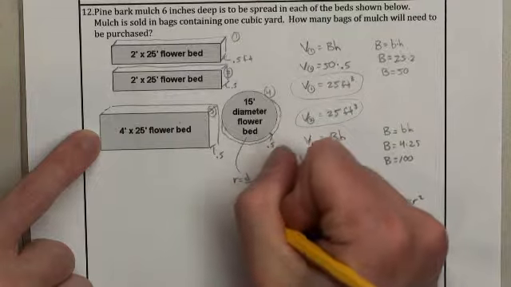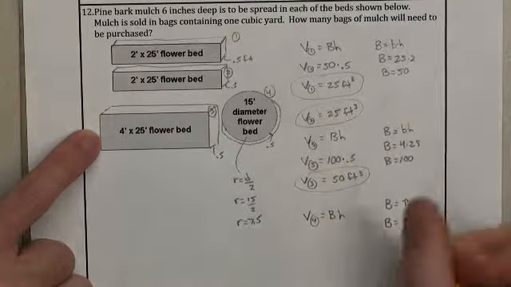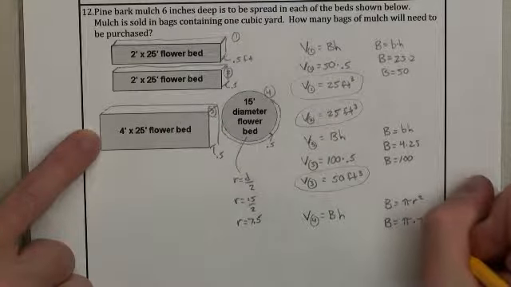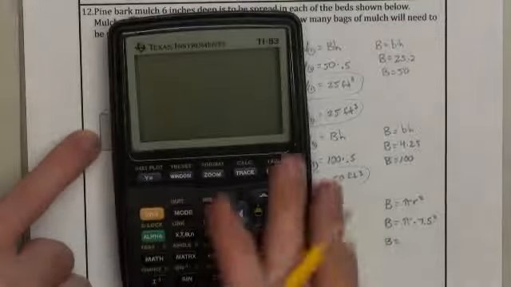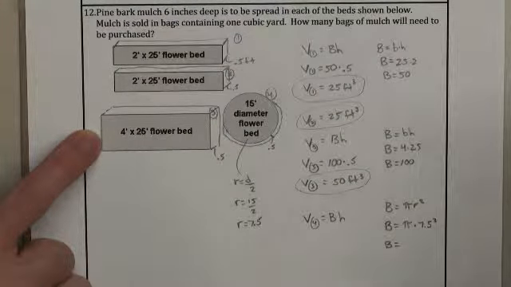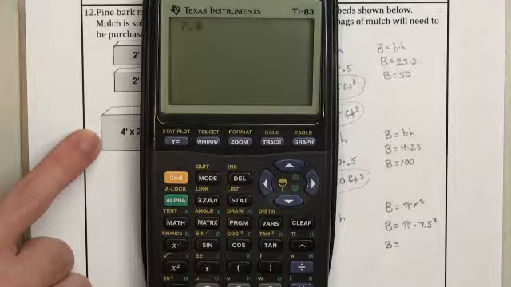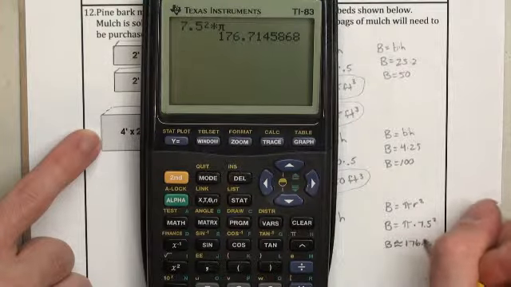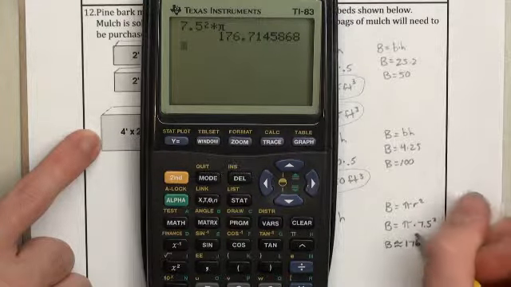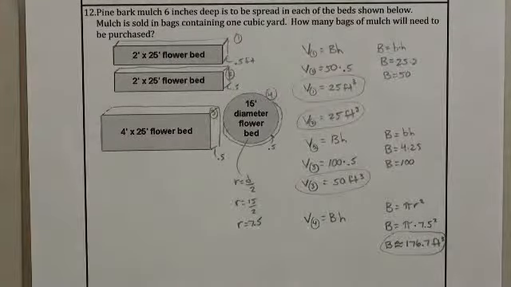Radius equals diameter over 2. Radius equals 15 over 2. Radius equals 7.5. So this is pi times 7.5 squared. I'm going to use pi in my calculator. We have 7.5 squared times pi. That's about 176.7 feet cubed.